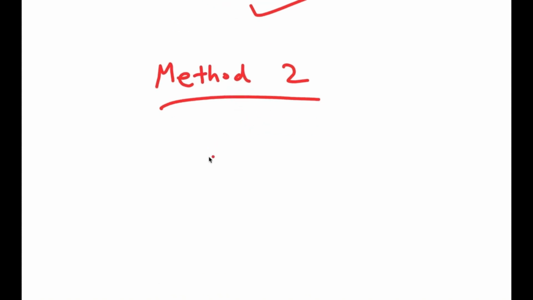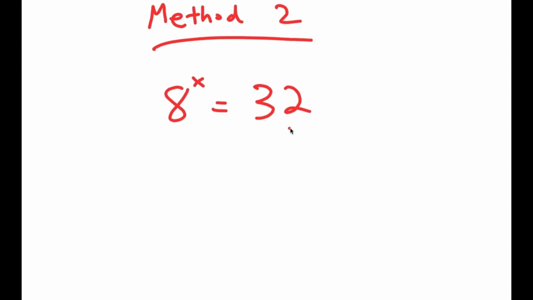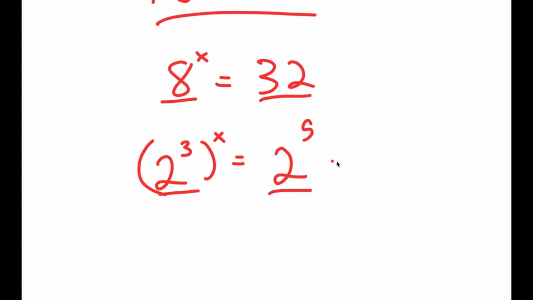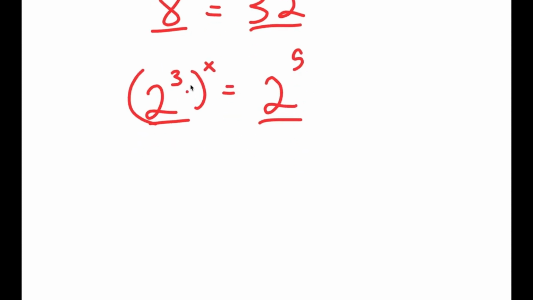Now, I also have a second method of solving this problem. So for the second method, we have the same equation, 8 to the power of x is equal to 32, and this is a simpler method. For this method, I'm actually just going to start by rewriting these two numbers. So 8, I'm going to rewrite as 2 to the power of 3, and 32, I'm going to rewrite as 2 to the power of 5. So I'm rewriting both of these as the same bases, which makes them much easier to solve.